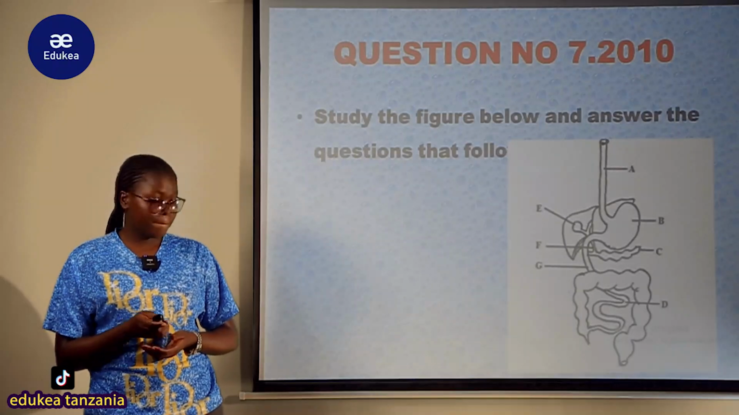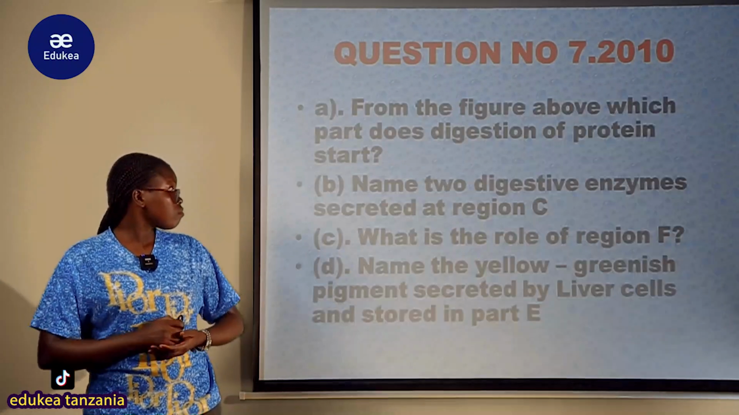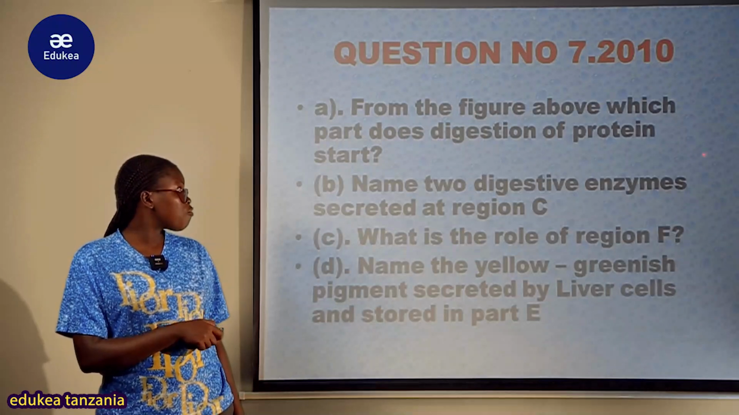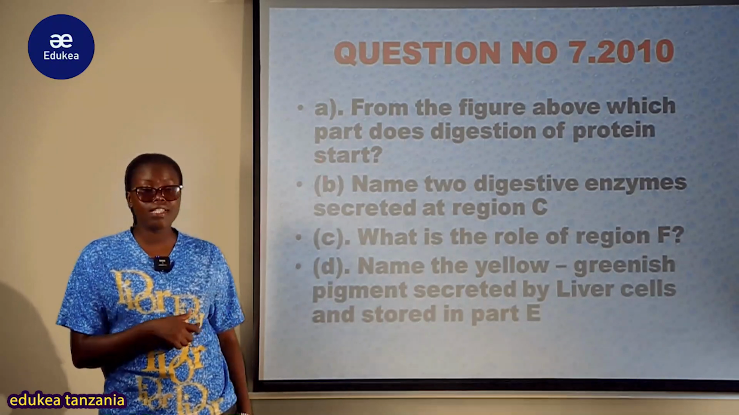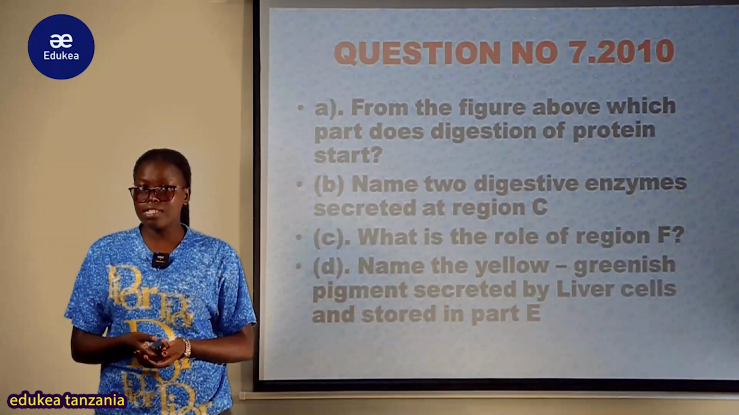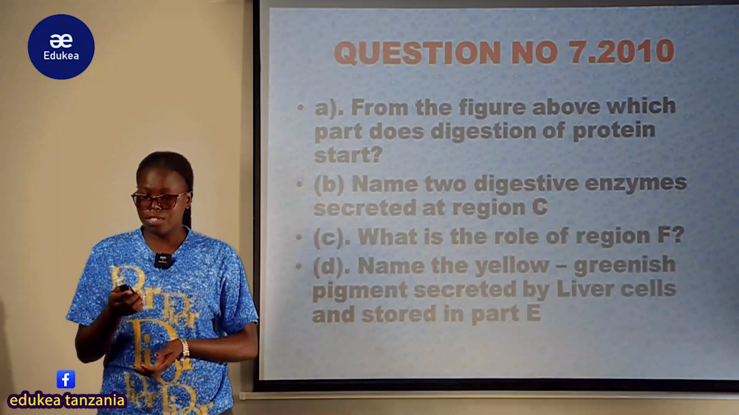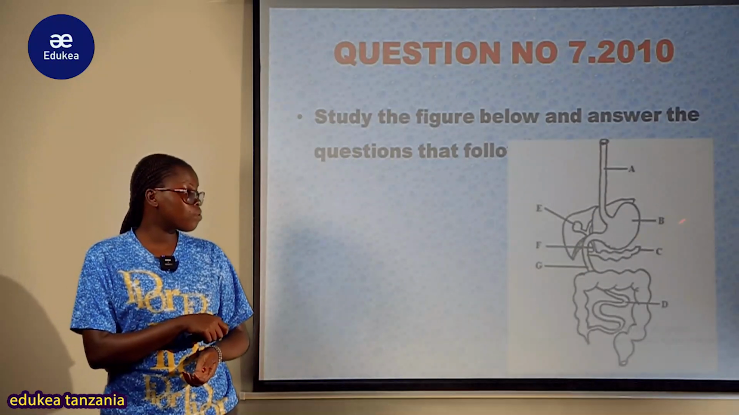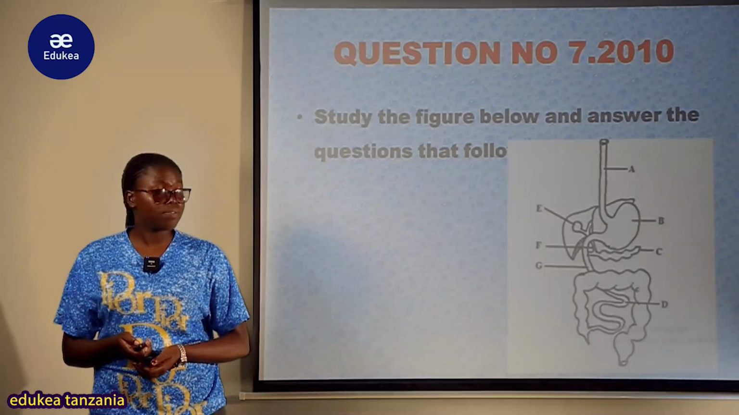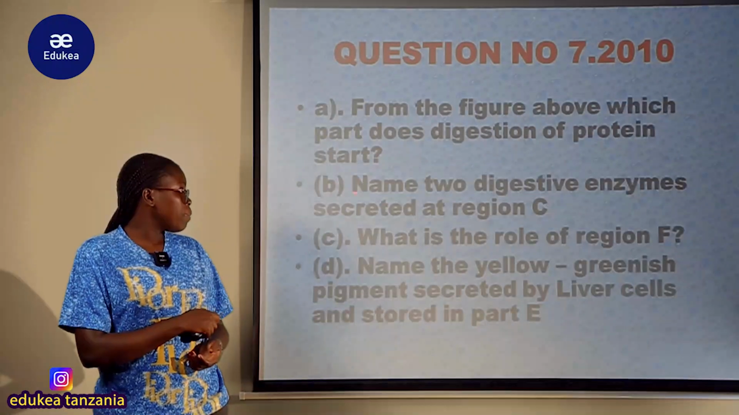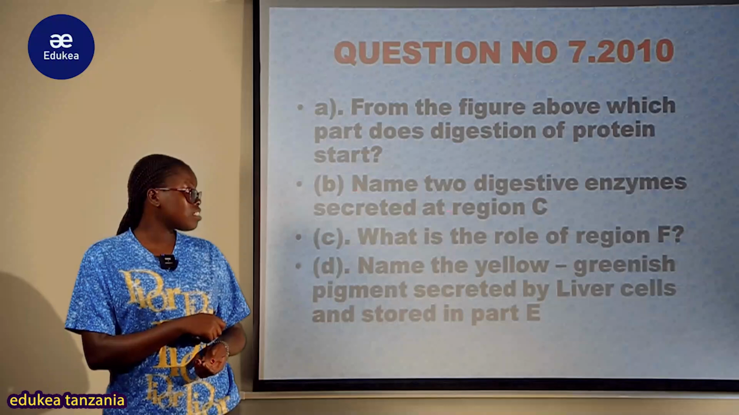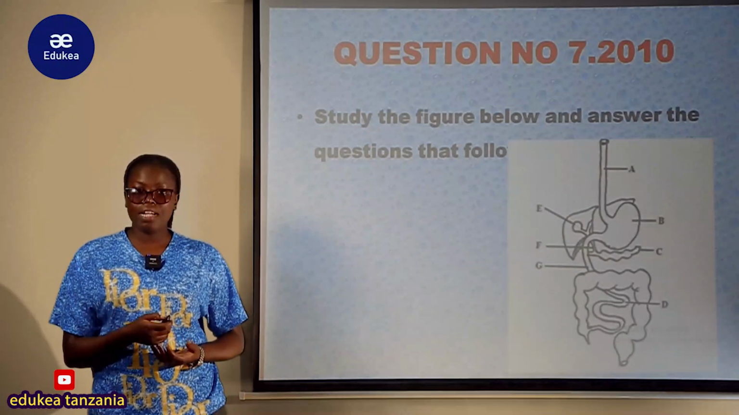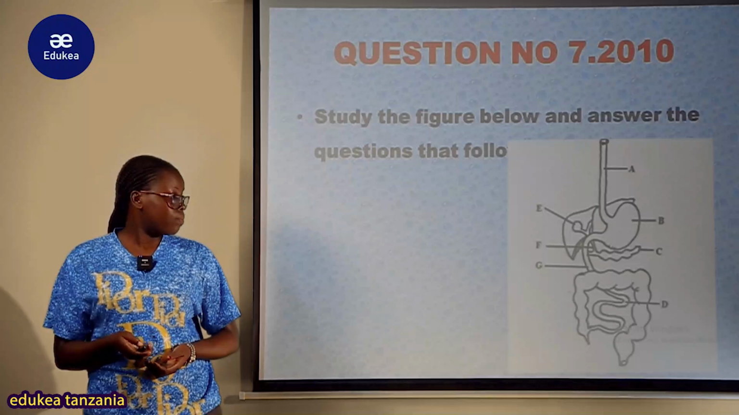So, question now, from the figure above, which part does the digestion of protein start? The digestion of protein start from the stomach. So katika diagram yetu, stomach ni B. So the digestion of protein start at part B. Roman B, name the two digestive enzymes secreted at region C. Region C hapa ni pancreas. Kwa pancreas ina produce kitu gani?